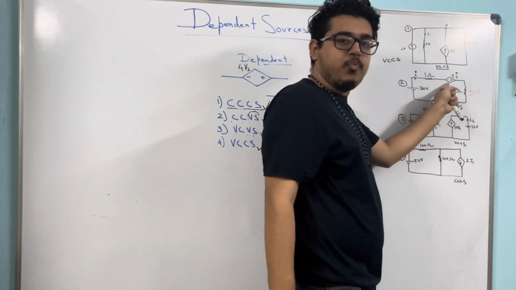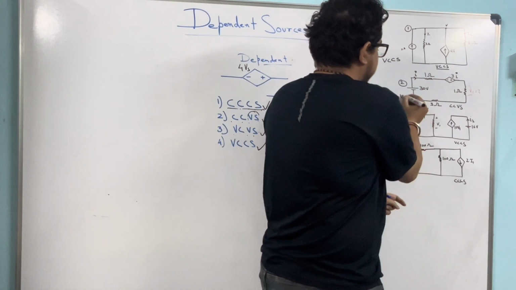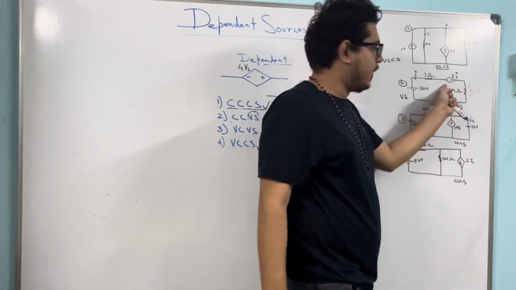So now let's look at this. This is a voltage source. Why voltage source? Because plus minus is given.